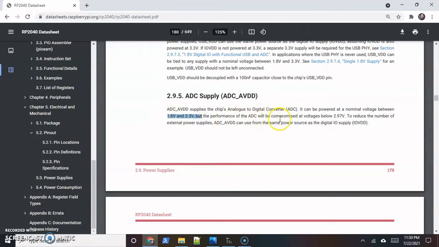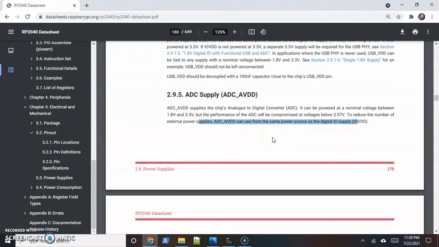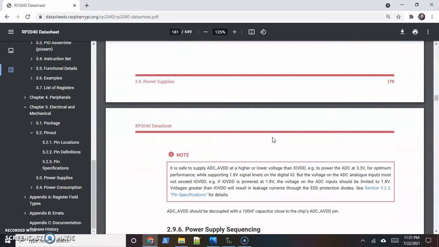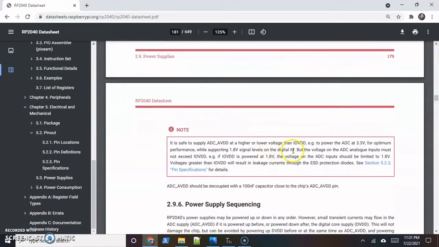Normal voltage operating range. To cut down power supplies, you can just use the 3.3 volts going to the rail. It's like, yeah, that's what I planned on doing anyway. And I started to move on and then noticed, oh, wait, there's a note in this section. So what's the note saying? It does the comparison and then this sentence: the voltage on the ADC analog inputs must not exceed the IOVDD.